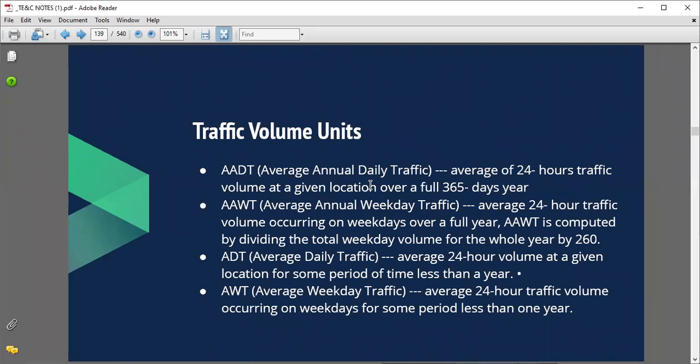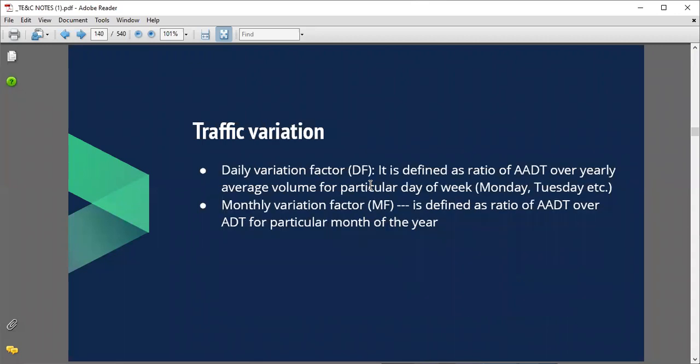If it is daily, then within 24 hours that amount of vehicles are moving on the road. If a particular day is there, we can write, as on Wednesday, this much amount of vehicles are moving on the road. So likewise there are units per day, per hour, per year for the traffic volume.